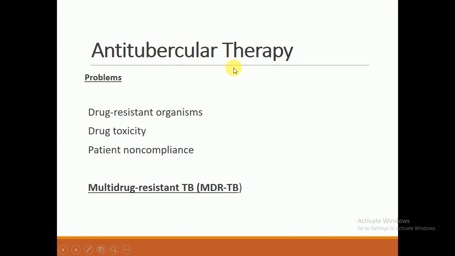Especially now we are also facing some problems in anti-tubercular therapy. There may be chances of drug resistant organisms. There are some patients who are resistant to certain drugs. So there may be drug resistance related problems with organisms, drug toxicity, as well as patient non-compliance, where the patient cannot follow the medication properly, or multi-drug resistant TB, MDR-TB.